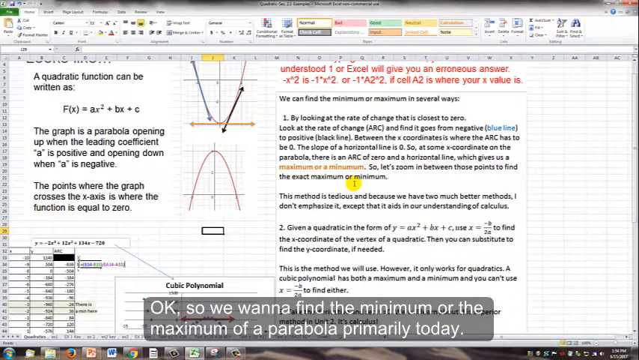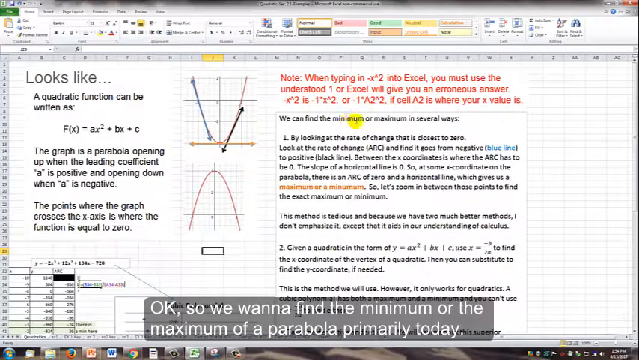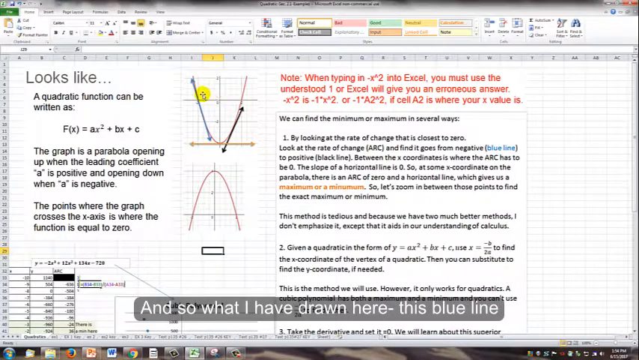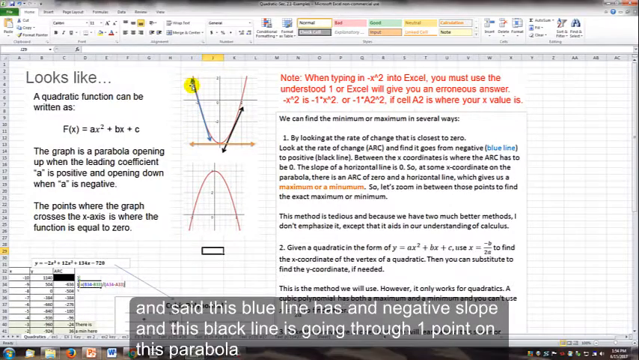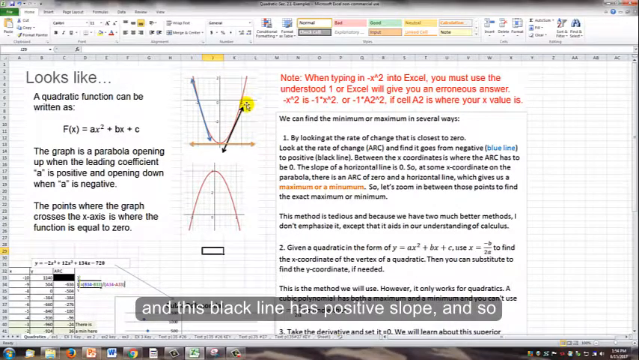Okay, so we want to find the minimum or the maximum of a parabola primarily today. And so what I have drawn here, this blue line is a line that is going through one point on this parabola. And so this blue line has a negative slope. And this black line is going through one point on this parabola. And this black line has a positive slope.